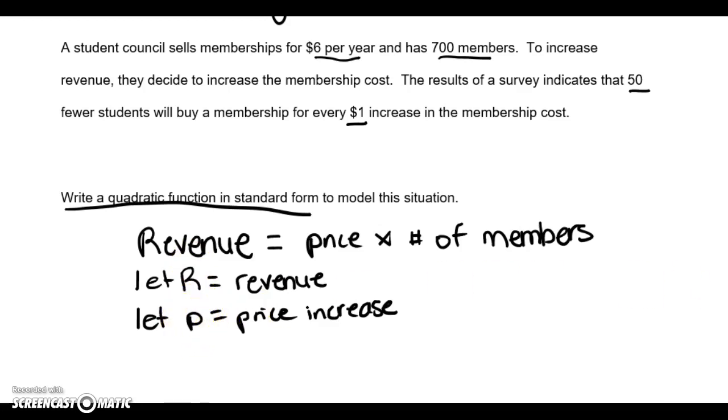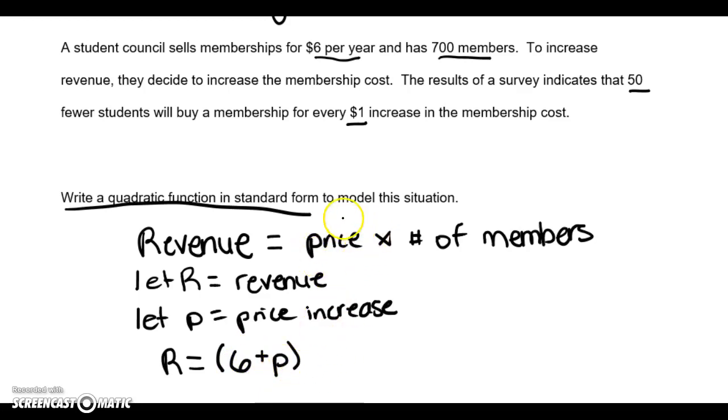So from here, let's start building that equation. In this equation, we don't know what our revenue is. That's essentially what we're trying to find when they want to look at how much they're increasing their revenue by. So your revenue is simply R, and that's equal to the price. We know it was originally $6, but they want to increase it by P number of dollars. So it was $6 plus however many dollars they increase it by. So we have 6 plus P.